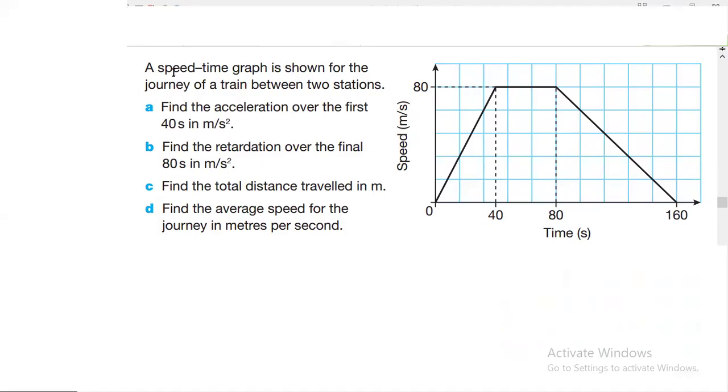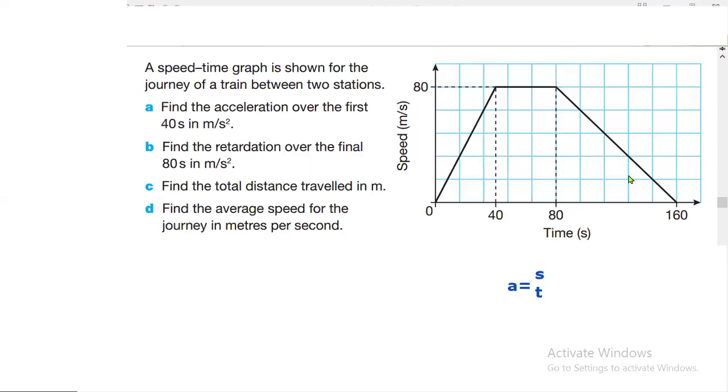First question, a speed time graph is shown for the journey of a train between two stations. Find the acceleration over the first 40 seconds in meters per second square. Now, first thing you need to know is that acceleration has a formula of its own. Acceleration equals speed over time. If you find the speed using the graph and the time using the graph, and you divide them by each other, you'll get the acceleration.